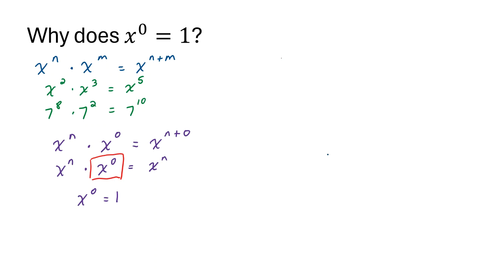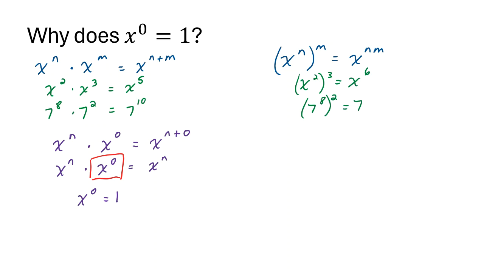Let's look at one more property. How about this property? x to the n to the mth power is x to the n times m. So for example, x squared to the 3rd is x to the 6th. 7 to the 8th squared would be 7 to the 16th. If you're not sure why this property works, I'd encourage you to go watch my video about these properties. So let's go ahead and throw a 0 in there and see what that looks like. If I have x to the 0 to the mth power, then by the properties of exponents, I would have to multiply those, and that would have to end up being x to the 0.